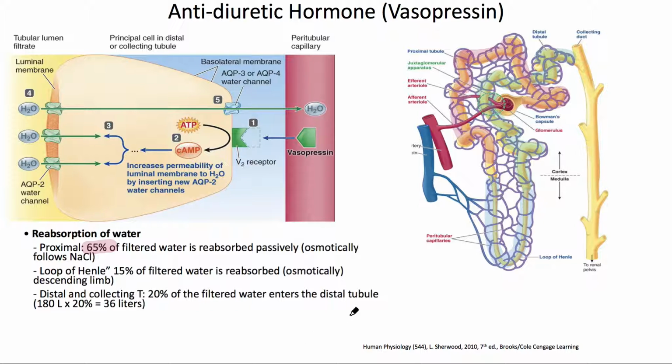And when that occurs, we end up getting increased retention of water, and increased retention of water helps to dilute the plasma, and that solves the problem of high osmolarity next to the hypothalamus.